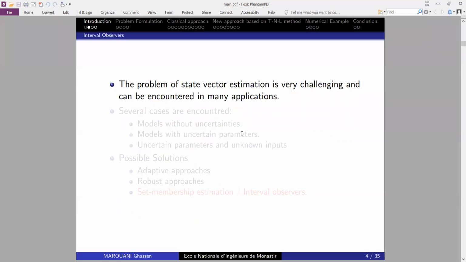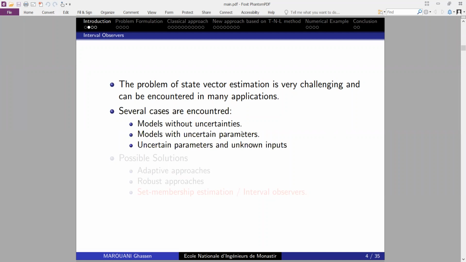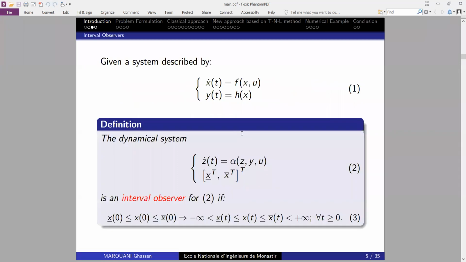Now let's focus on interval observers. The problem of state vector estimation is very challenging and can be encountered in many applications. Several cases are encountered: models without uncertainties, models with certain parameters, and models with uncertain parameters and in the presence of unknown inputs. Several solutions can be presented. We can see adaptive approach, robust approach, set membership estimation, and interval observers. So we will focus on interval observers.